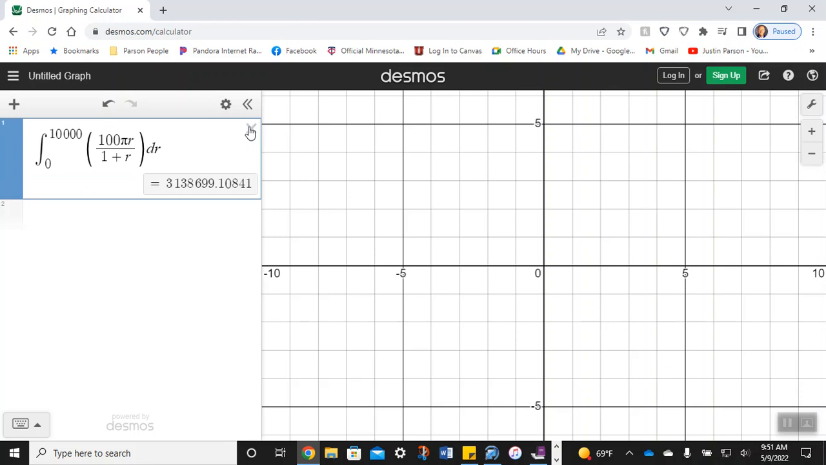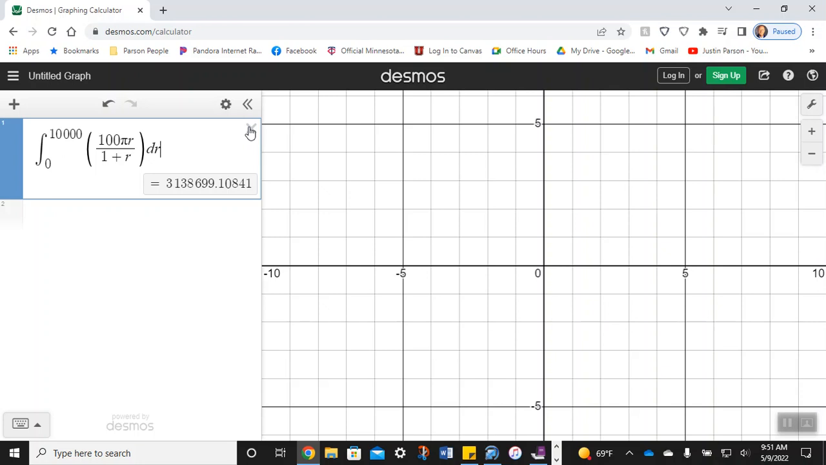Okay, this looks to me to be about 3,138,699. I can't remember what the mass unit was. Was it kilograms again? Yeah. I'm going to do some figuring on this. So that would be 3,138,699. That's about 3,452 tons of oil. That's a lot, isn't it?